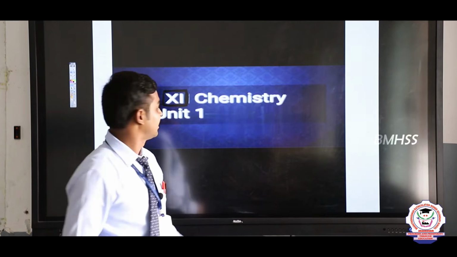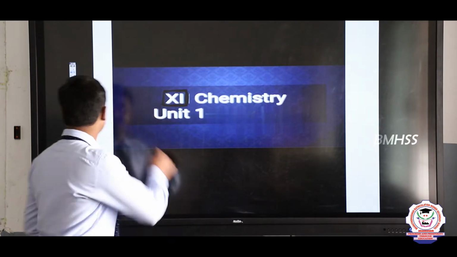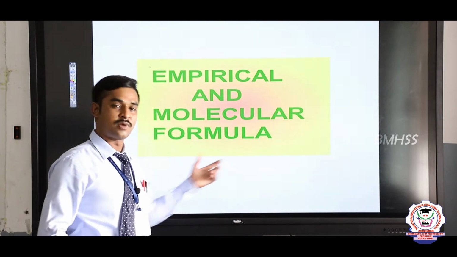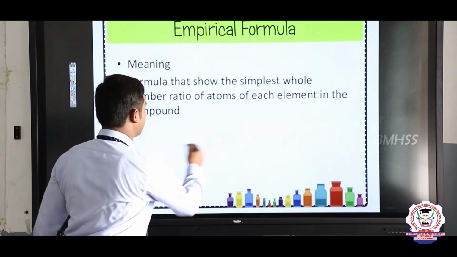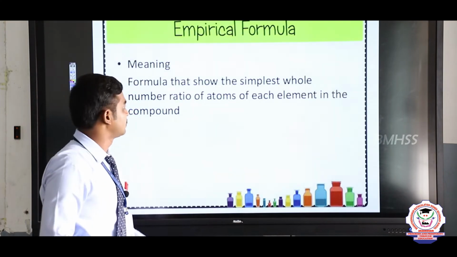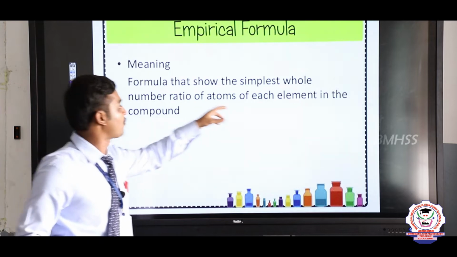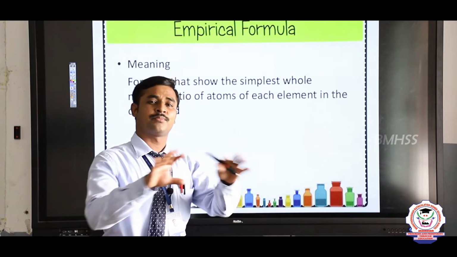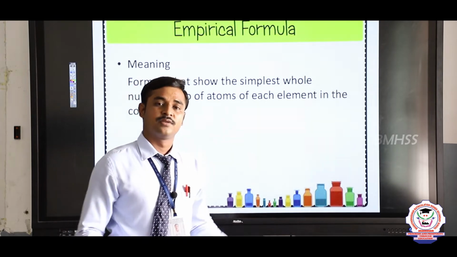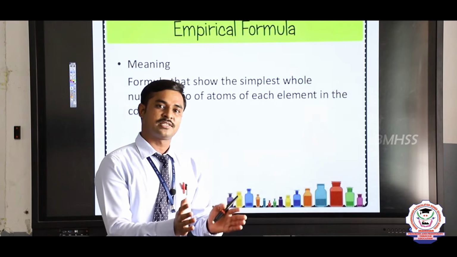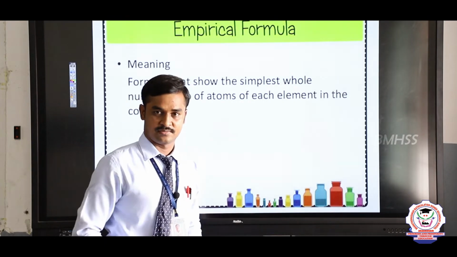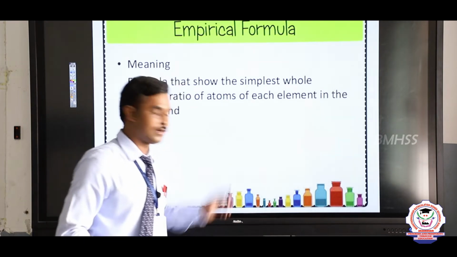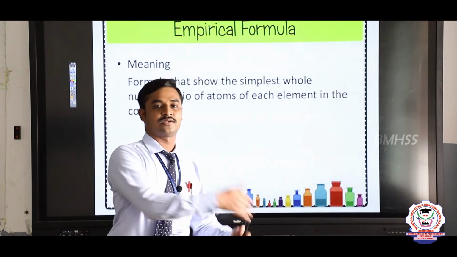Today I am going to teach you 11th chemistry, the first unit, and our topic today is empirical formula and molecular formula. What is empirical formula? The empirical formula is the simplest whole number ratio of atoms of each element in the compound. If the compound has many elements and many atoms, we need to write the simplest formula for the compound. You already know the molecular formula, but the empirical formula is simpler than the molecular formula.